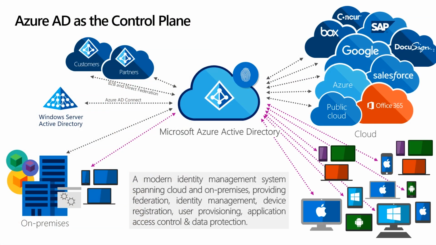You all know Azure AD as the control plane, and this diagram depicts some of the components of the infrastructure you have today. On the bottom left side, you will see the on-premises infrastructure. Then there is a Windows Server Active Directory, where you have Azure AD Connect syncing identities from your Windows Server Active Directory to Azure Active Directory. And then there are partners and customers whom you have invited using B2B and direct federation, and these identities are also participating in your Azure Active Directory.